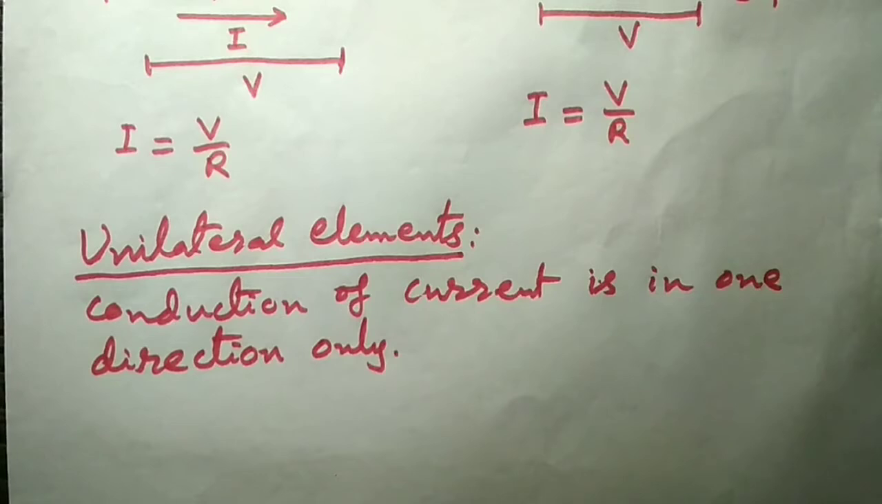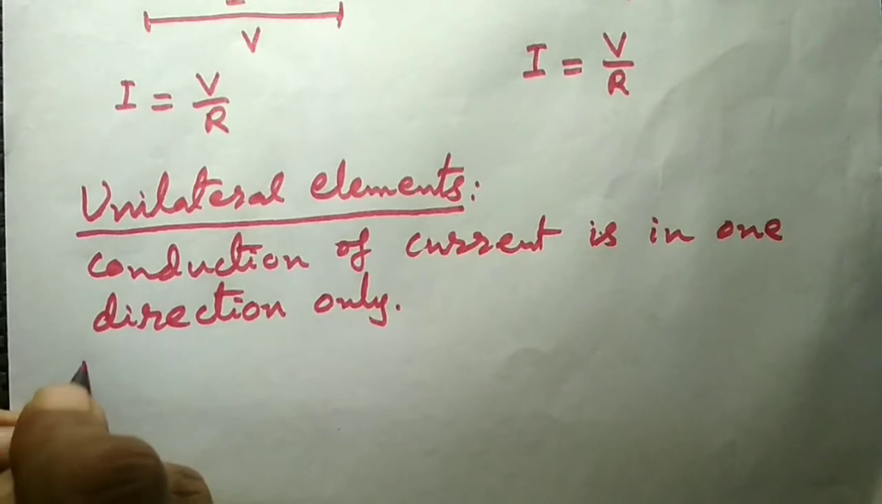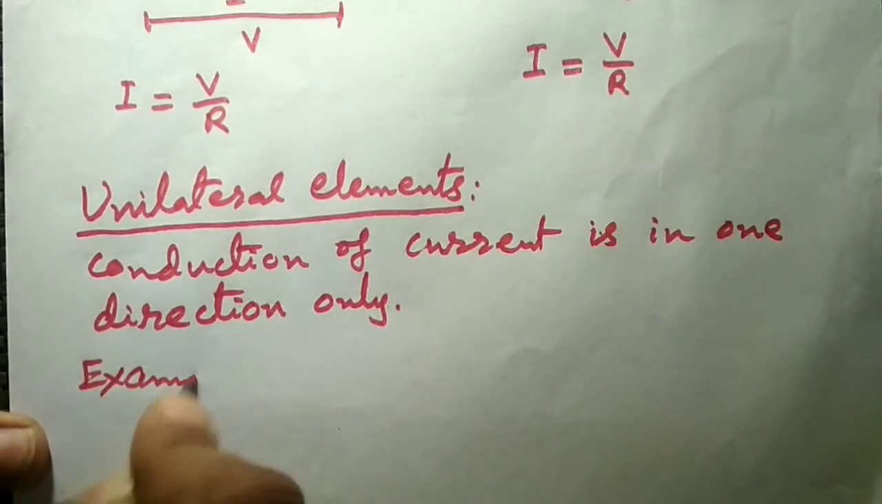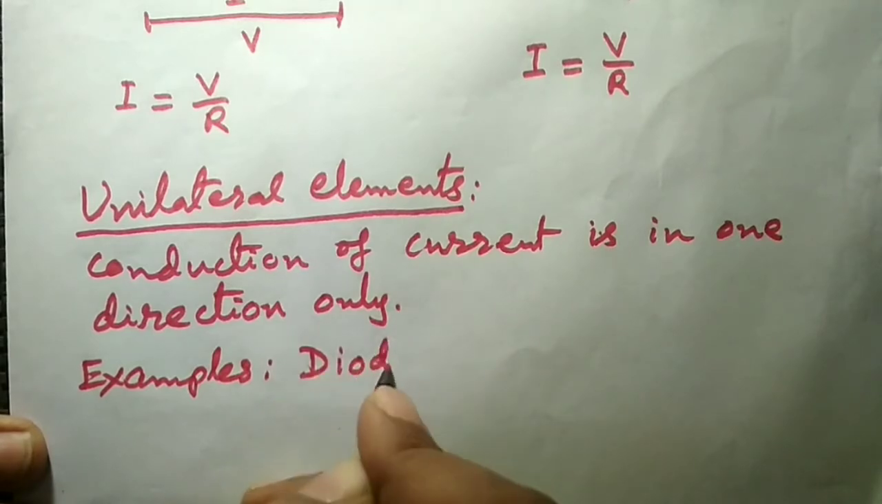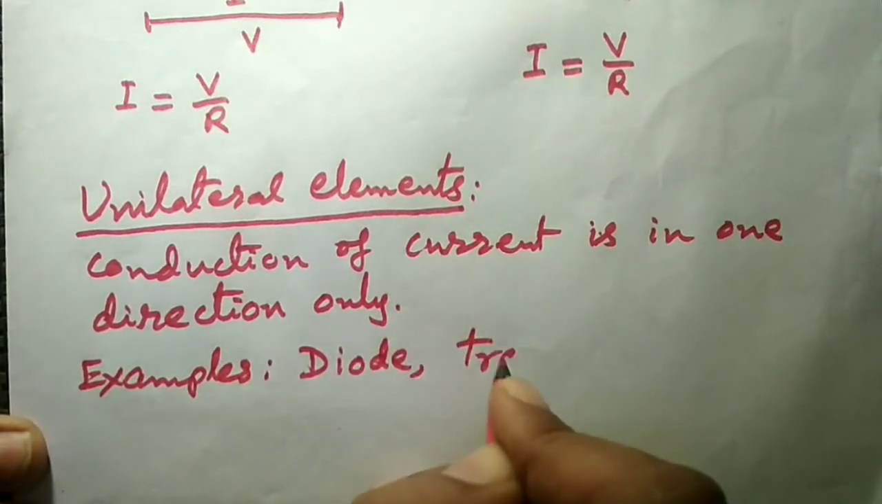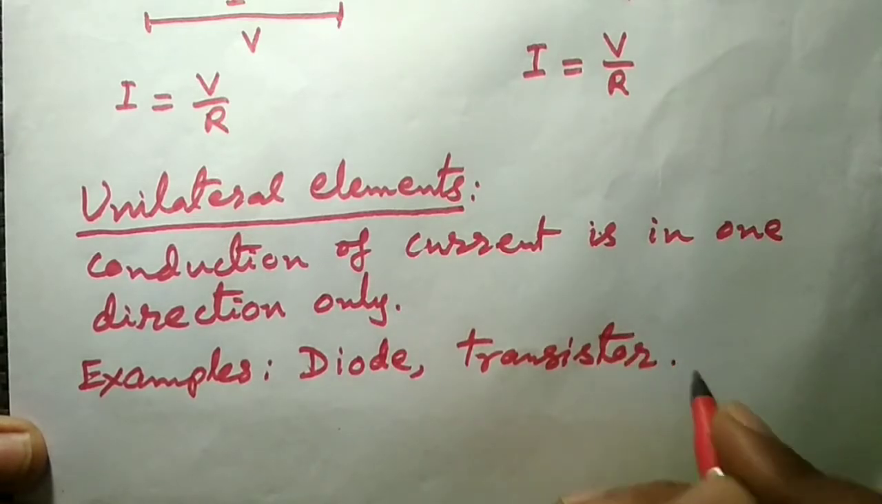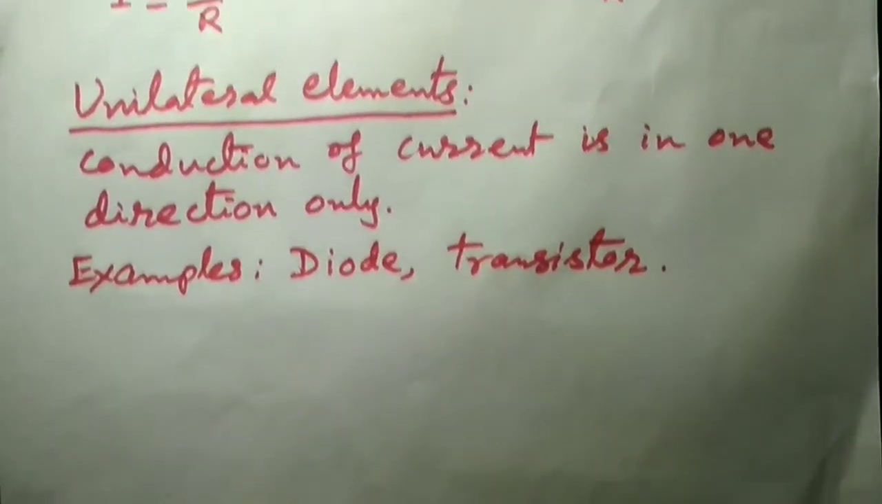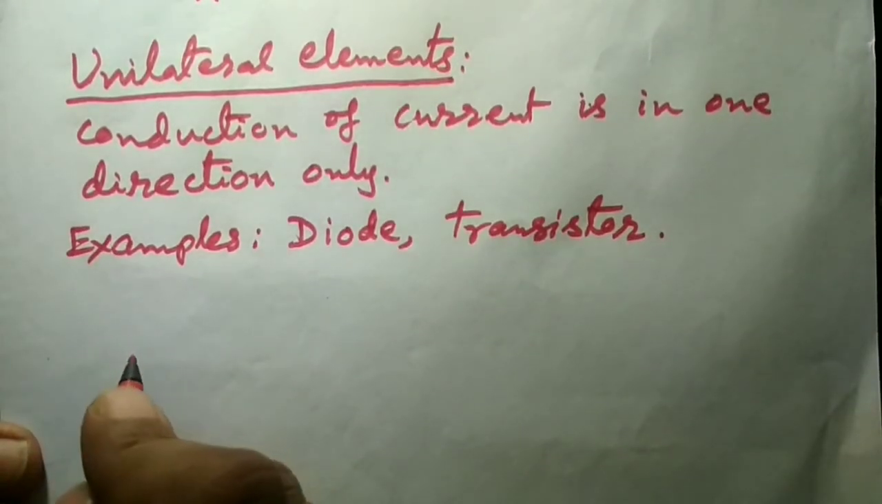That means the property of the circuit will be changed if we change the polarity of the supply voltage. The examples of the unilateral elements are again diode, transistor, etc. Now take the example of the diode.